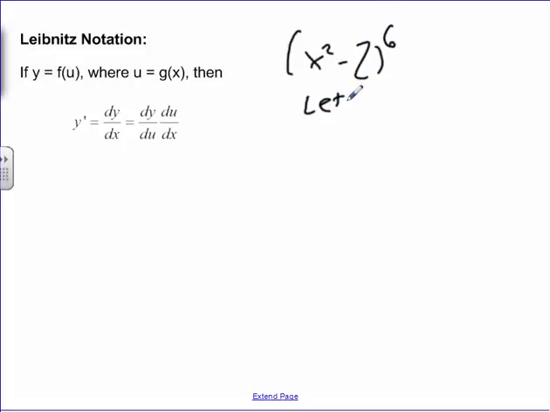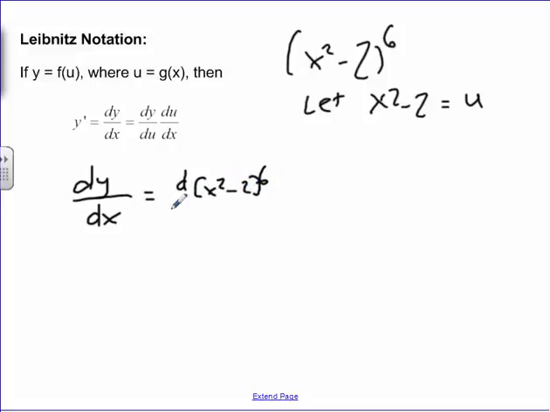So what I could do is say, why don't we let x squared minus 2 be equal to u? I'm just going to change out a variable, which means that when I want to take the derivative of y with respect to x, which really means I want the derivative of x squared minus 2 to the 6 with x's in it, this makes sense, right? I want the derivative of this thing right here, but I want there to be x's in it. Well, now I have a little bit of an issue, because if I substitute in x squared minus 2 for my u, I can now take the derivative of u to the 6, right? Because really, this is now u.